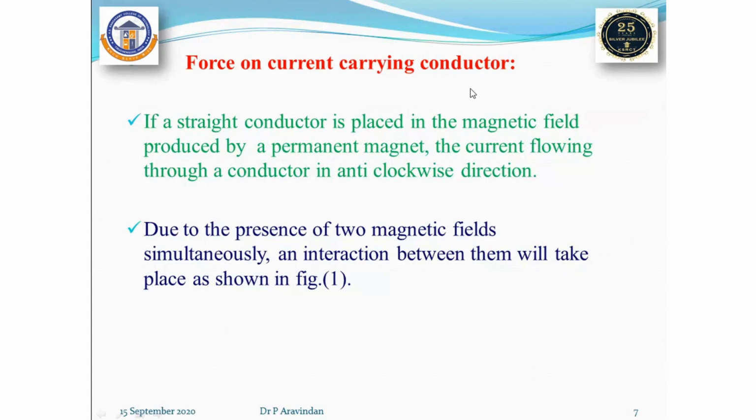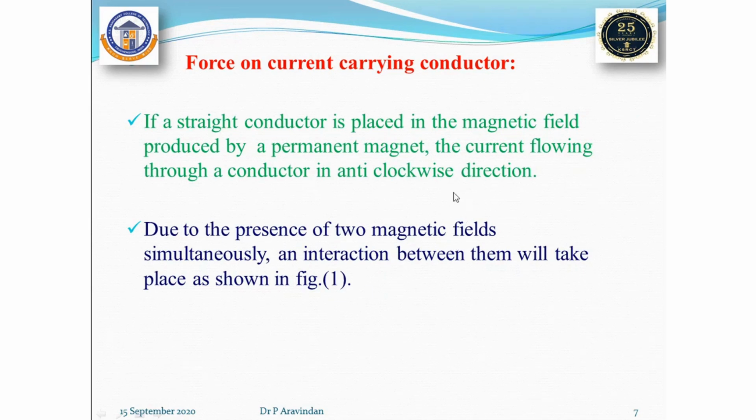Force on the current carrying conductor, how should it act? If a straight conductor is placed in the magnetic field of a permanent magnet, and the current flows through the conductor in an anti-clockwise direction, this is very important. Due to the presence of two magnetic fields, one is the current carrying conductor's magnetic flux lines, and another one is the main magnetic field.